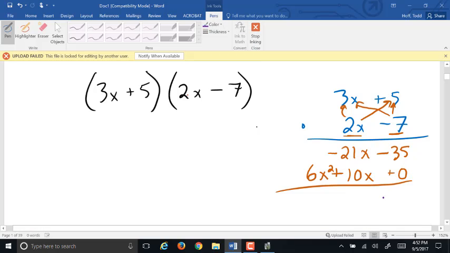And now we can combine. We got negative 35 and 0 is just negative 35. Negative 21x and positive 10x is a negative 11x. Then 6x squared.